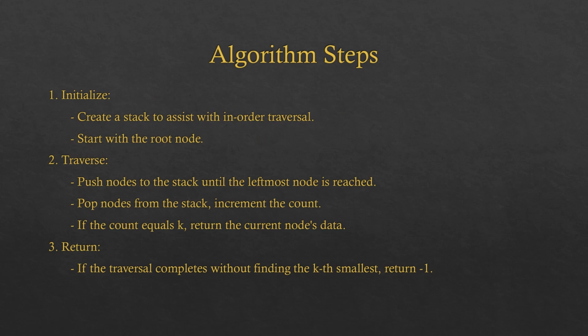Let's outline the steps involved in the algorithm. First, we initialize a stack to assist with the in-order traversal. Then we traverse the tree by pushing nodes to the stack until we reach the leftmost node. After that, we pop nodes from the stack and increment a counter. If the counter equals k, we return the current node's data. If we reach the end of the traversal without finding the kth smallest element, we return -1.